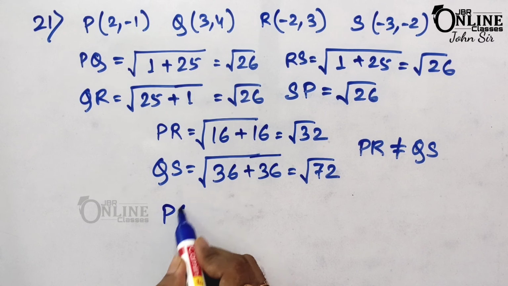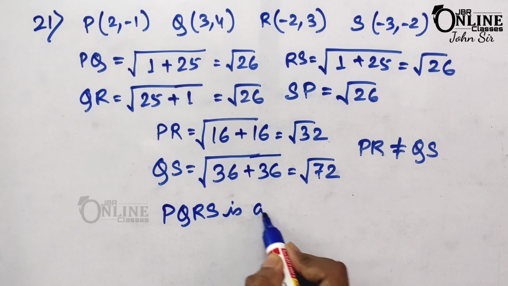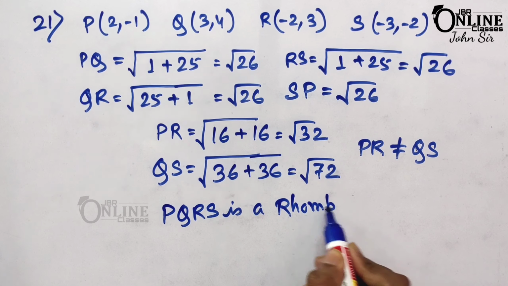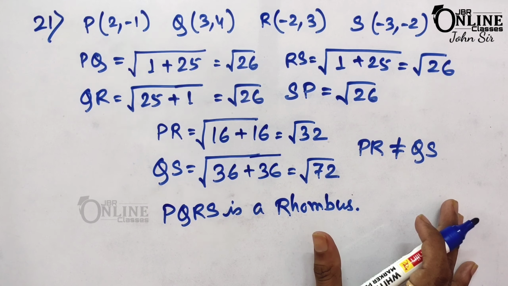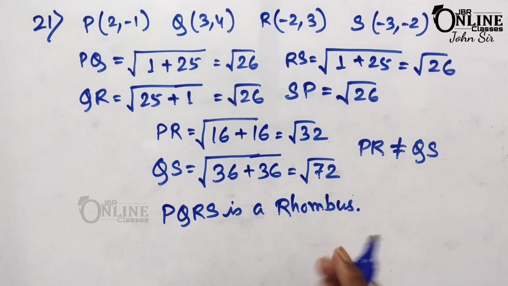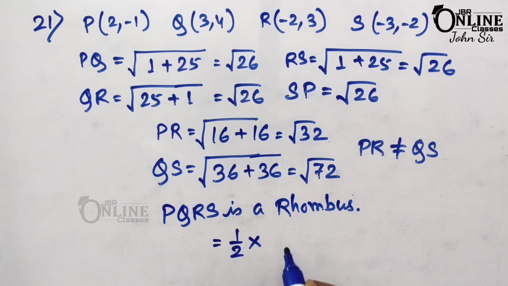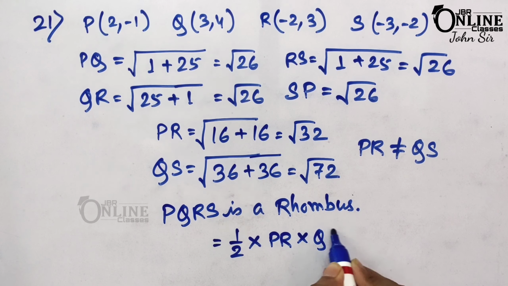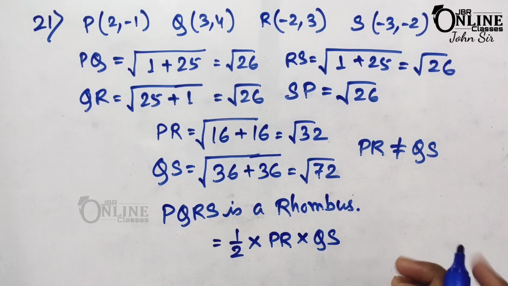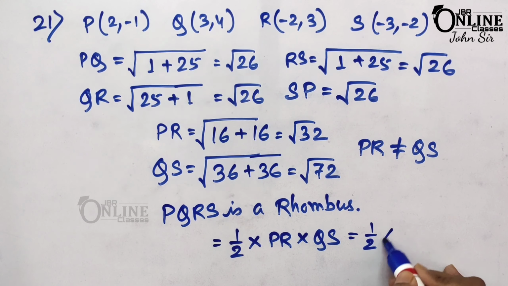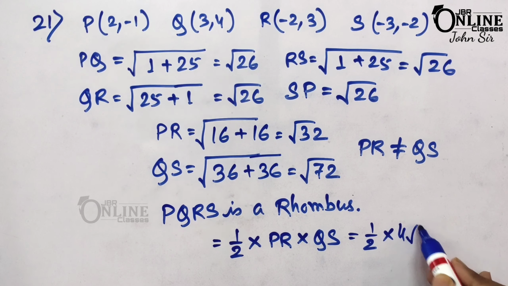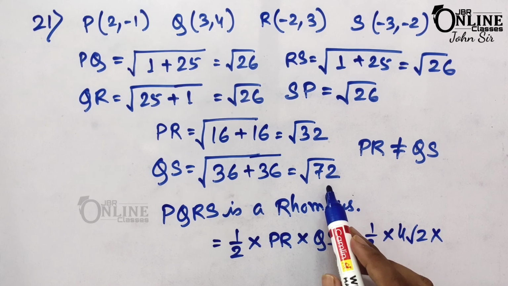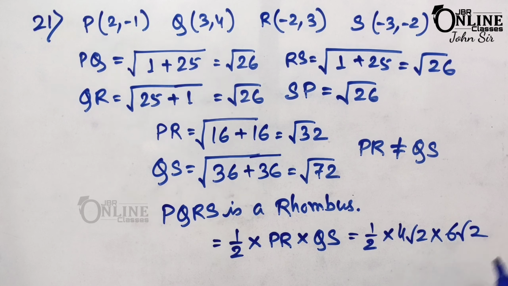So here you can write down PQRS is a rhombus, because in a square the diagonals will be equal. Now you also have to find out the area of the rhombus. According to the formula, the area of the rhombus equals half into PR into QS, that means the multiplication of the two diagonals. So half into root 32, that means 16 into 2, so it becomes 4 root 2, and here root 72, that means 6 root 2, because 36 into 2.